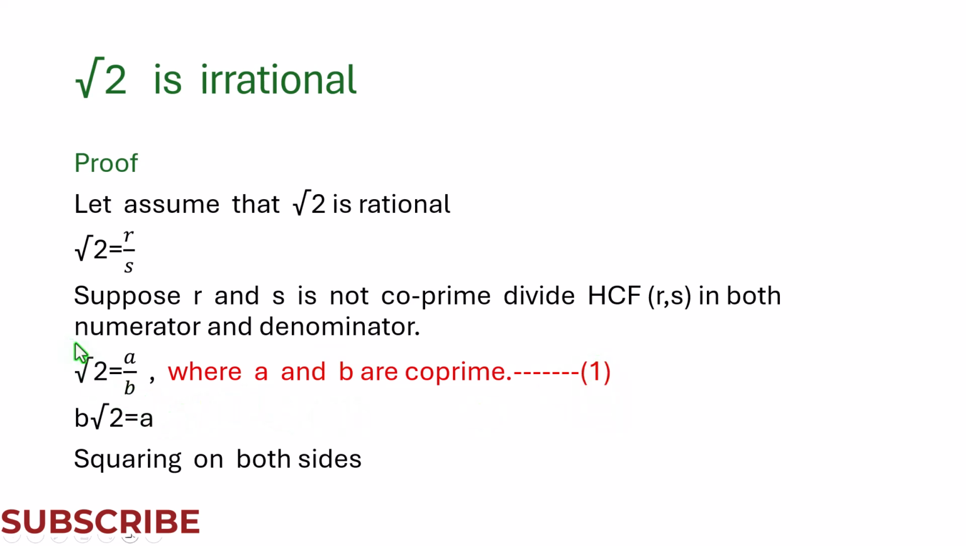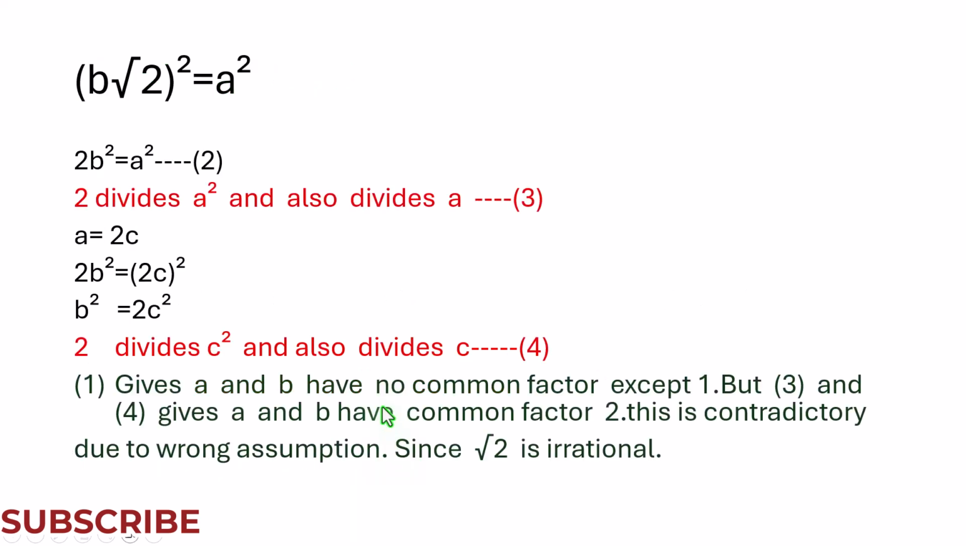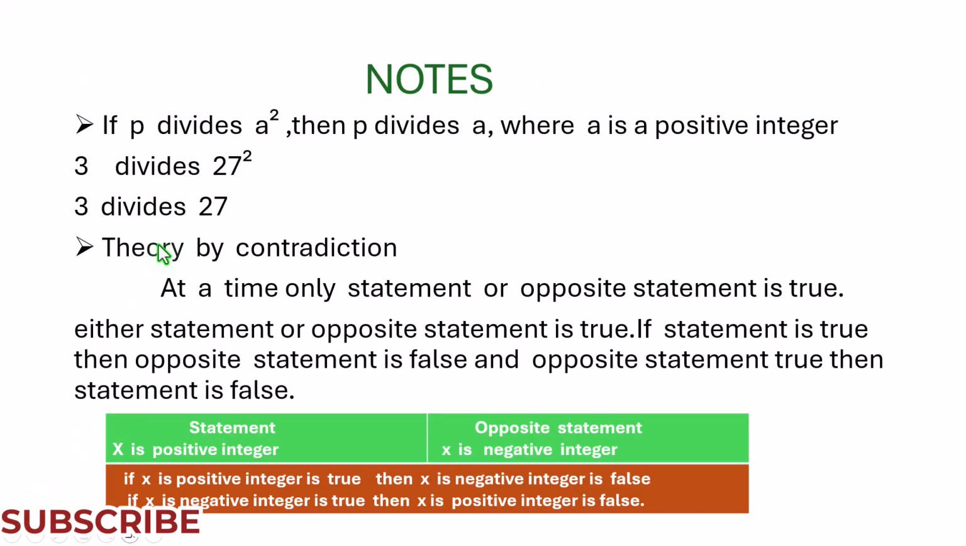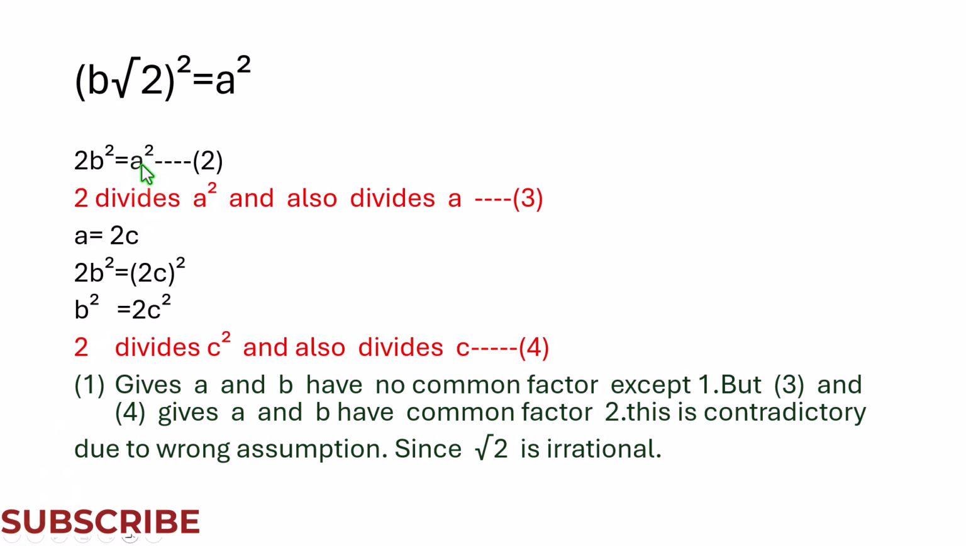Equation 1. Transpose: b root 2 is equal to a. Squaring on both sides, b root 2 whole square is equal to a square. Square and square root cancel, so 2b square is equal to a square. Left hand side has 2, so 2 divides a square, and also divides a. By the rule, if p divides a square, then p divides a. So 2 is a factor of a.